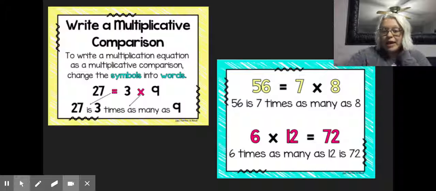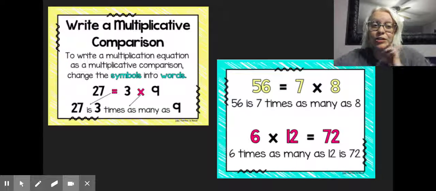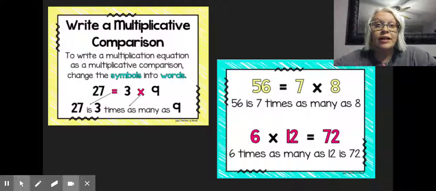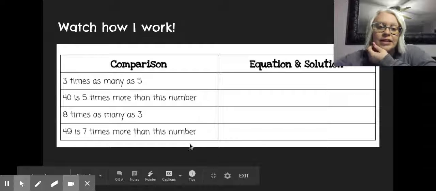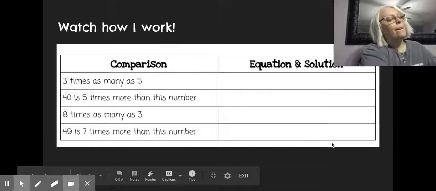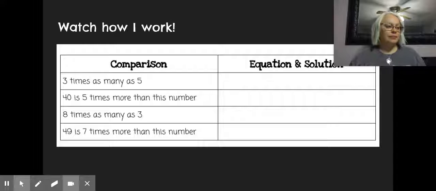So now I have a couple problems that I want to solve, and I want you to pay attention to the way that I solve them so that you know exactly how to solve them when you work on your guided practice, which is IXL, and when you work on your independent practice, which is just going to be a couple practice problems that look exactly like these. So let me grab my board. So here we go.